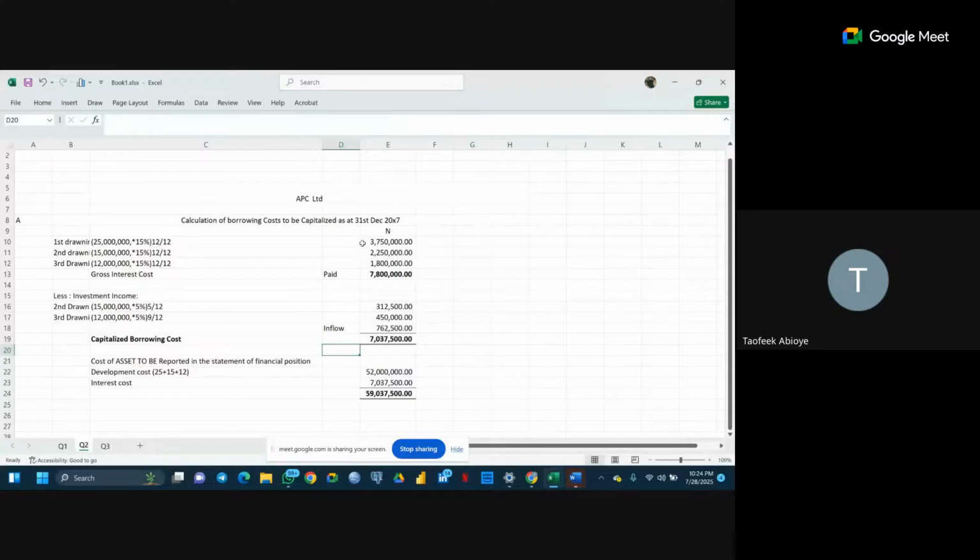So this will be an inflow to us, while this will be our expected outflow. Now, before we can arrive at our net interest, we are going to remove the investment income from our expected interest amount too, and that is what gives us this 7,037,500. Now, this is where the meaning of capitalization comes in. This is the total of the fund that we borrowed, and this is our expected finance cost that meets up the capitalization threshold. So the addition of these two is going to be the value of our asset that we are going to recognize in the financial statement.